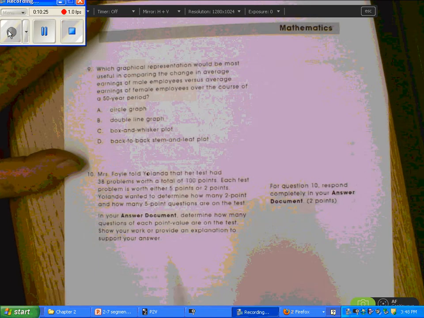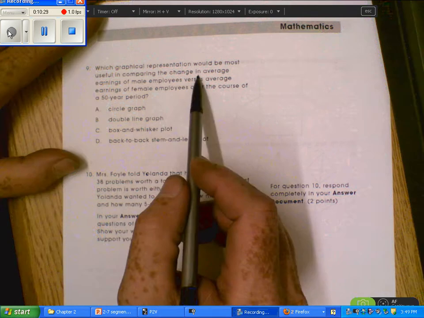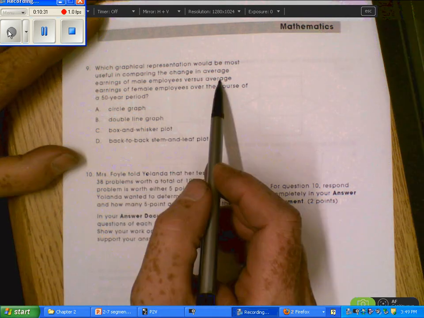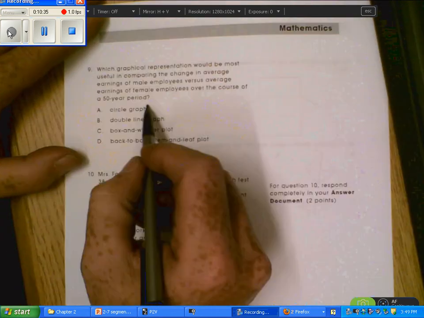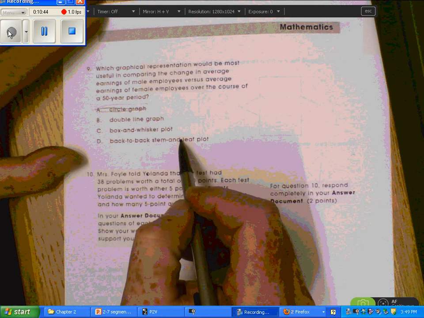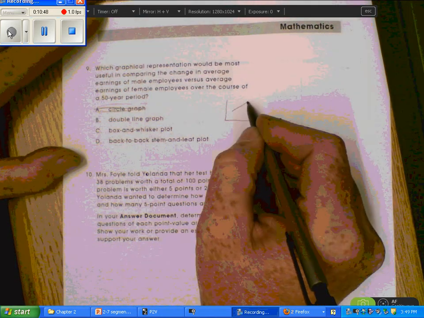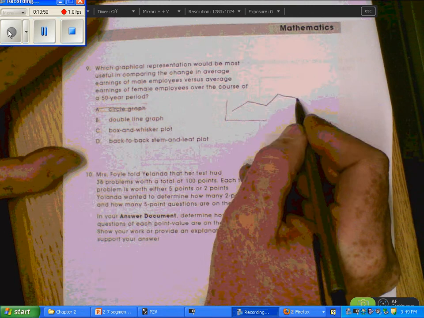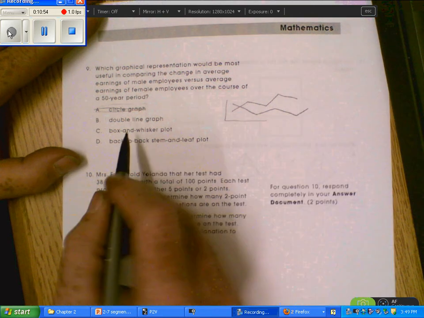Which graphical representation would be most useful in comparing the change in average earnings of male employees versus average earnings of female employees over the course of a 50-year period? Circle graph usually goes by percentages. The information that we have is not really going to be good as far as percentages go. A double line graph is something that looks like this. It sort of gives two lines and shows how things go up or down across time. So that might be alright.